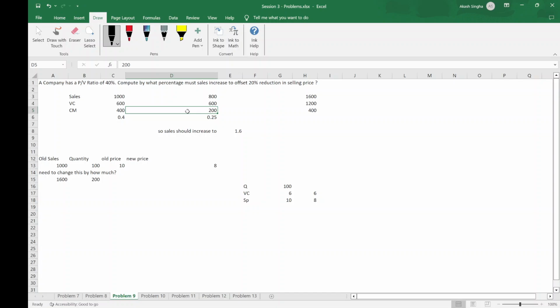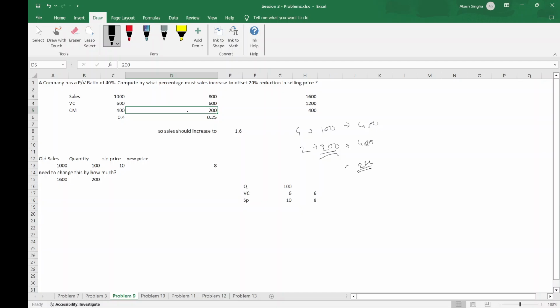So if the contribution margin per unit previously was 4 rupees and we had to sell 100 units to get 400, now it is 2 rupees per unit. So we have to sell 200 units to get the same 400, right? Because 2 into 200 equals 400. So we need to sell 200 units. Now, how much have we increased the units? We have to double the units sold. 2x units we have to sell.